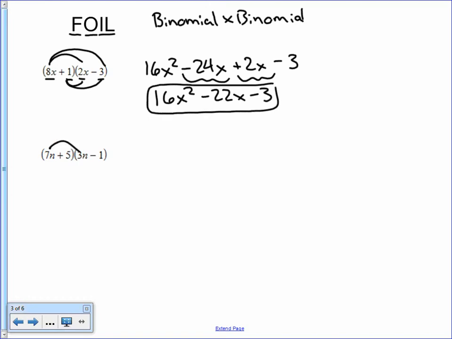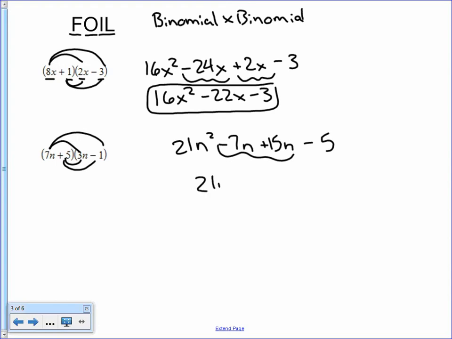So the next one, again, FOIL through and make those lines. Those lines help a lot. 7n times 3n gives me 21n squared. 7n times negative 1 gives me minus 7n. 5 times 3n gives me 15n. And 5 times negative 1 gives me negative 1. You can combine these two middle terms: 15 minus 7 gives me 8. So I have 21n squared plus 8n minus 5. Those middle terms might not always combine, but just remember, terms that are alike, with the same variable and exponent, we can combine together.